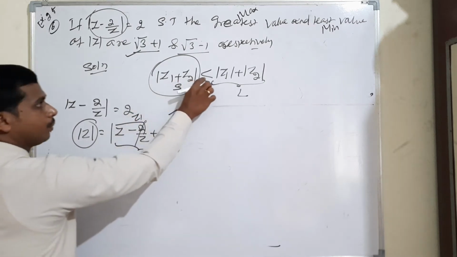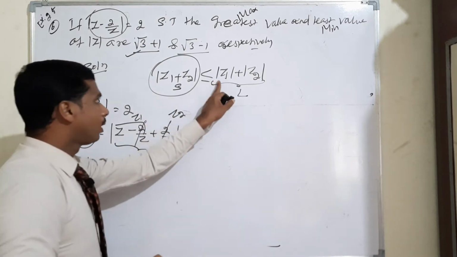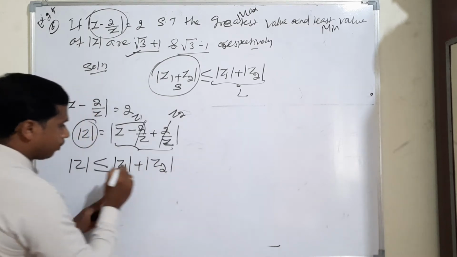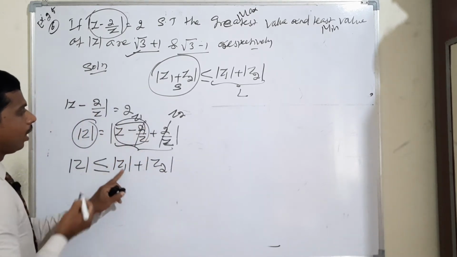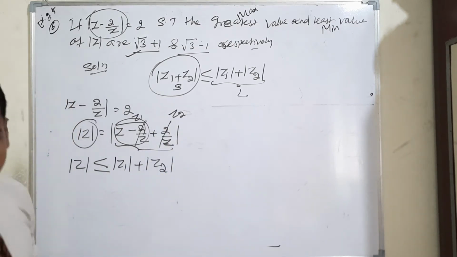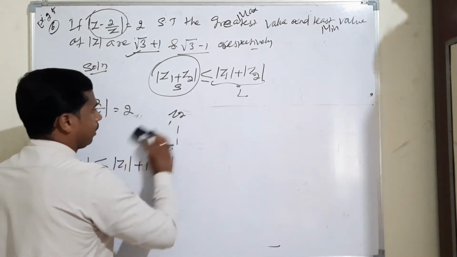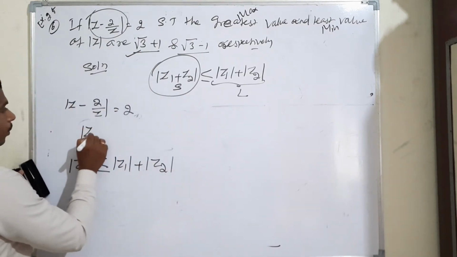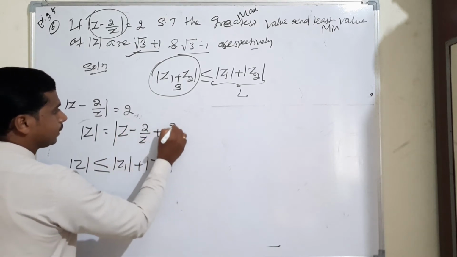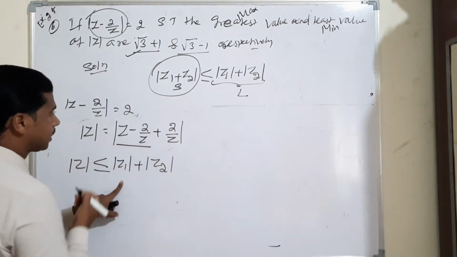Therefore, just imagine the property: modulus of z is less than or equal to modulus of z1 plus modulus of z2. Modulus of z1, we already know the value, z minus 2 by z. Modulus of z2 is 2 by z. Once again I would like to rewrite the same line, that is the important line: modulus of z is equal to modulus of z minus 2 by z plus 2 by z. So instead of modulus of z1 we can take z minus 2 by z.